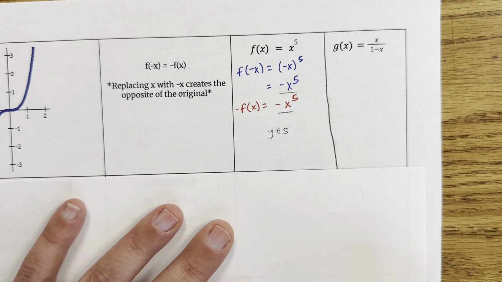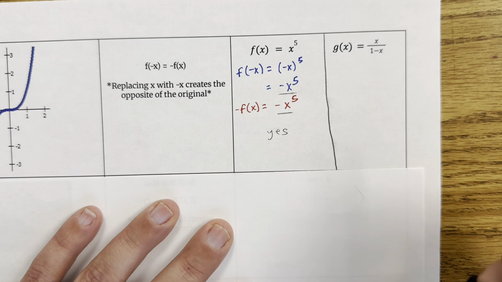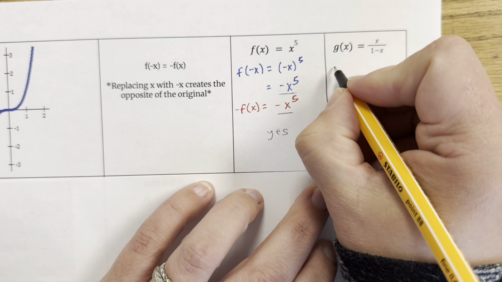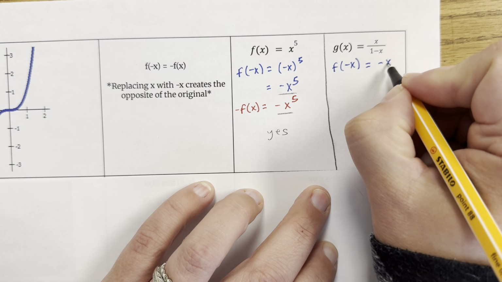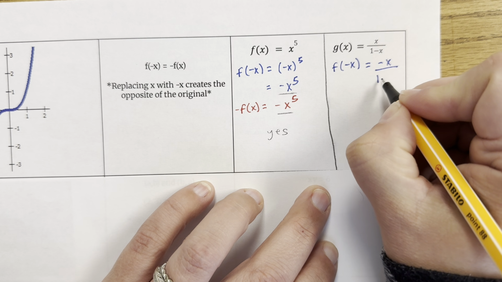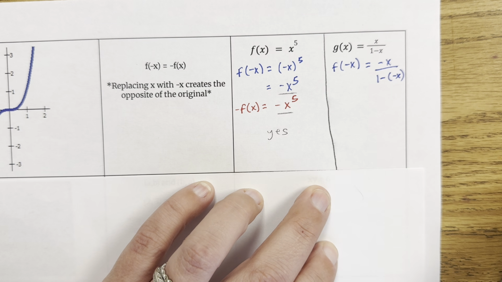Okay. Let's take a look at the second one. Okay, different problem. So I'm going to take my x and make that negative. So I'm going to have negative x over 1 minus negative x.